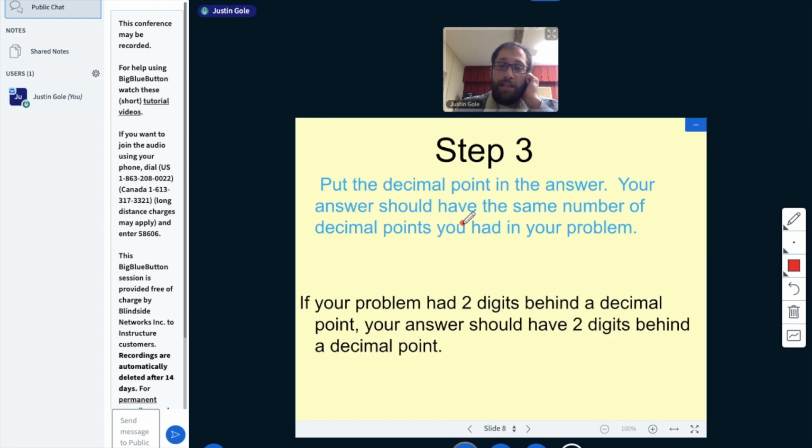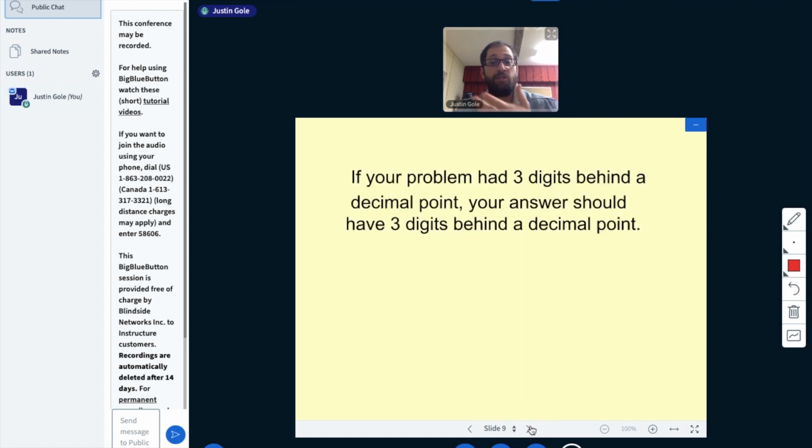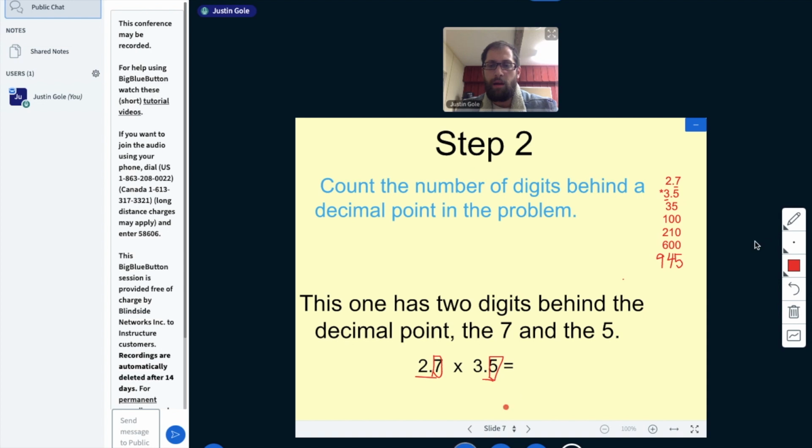And then I put the decimal point in the answer. Your answer should have the same number of digits behind the decimal point that we had in the problem. So if my problem had 2 digits behind a decimal point, my answer should have 2 digits behind a decimal point. If I had 3 digits behind a decimal point, my answer should have 3 digits behind a decimal point. So let's take a look real quick.